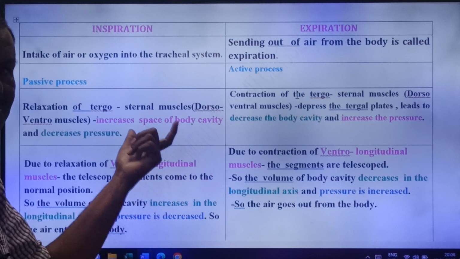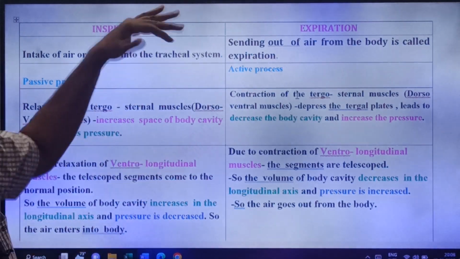Friends, please don't write this in your IP. Either you have to write this or that. Okay friends.